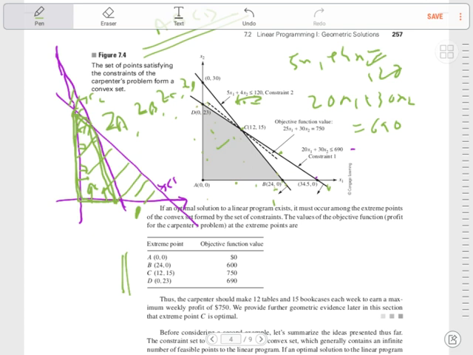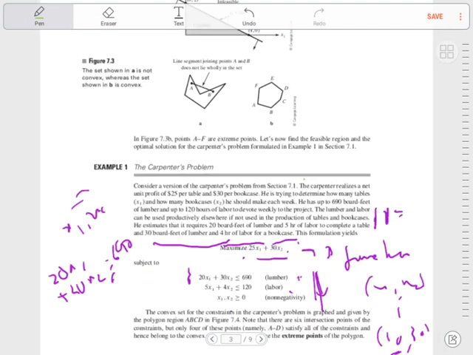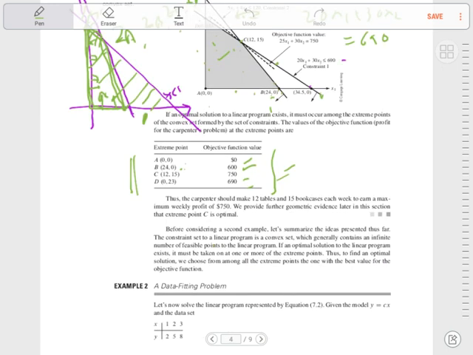So A means (0, 0). What is the value coming? 0. B, that means (24, 0). What is the value coming? This you have to calculate. Nothing to say about it. You just calculate, putting this x and y in your objective function, that means this one which is given, and find out the corresponding values. Once you find out, you make a list here.